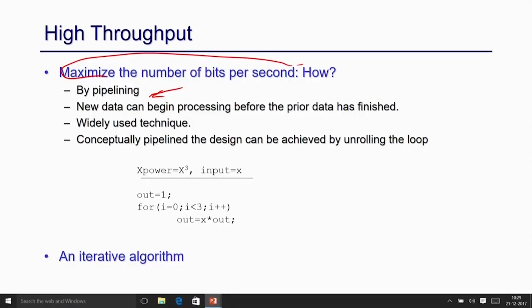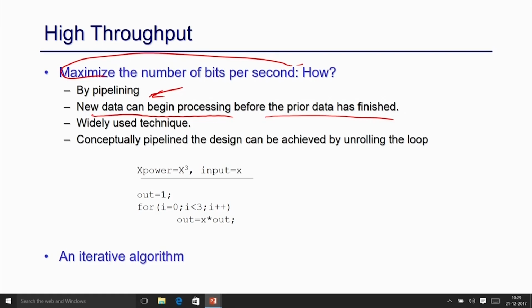So, if you just do the pipelining, your throughput actually increases, right. That is something I just discussed. New data can begin processing prior to the previous data having finished. The previous data has not finished, and you can already do the processing of the new set of data, right.